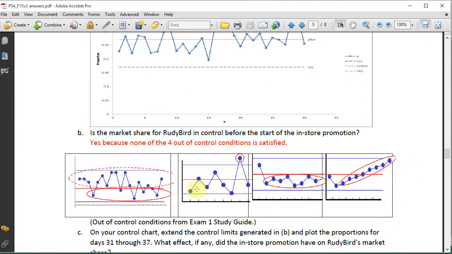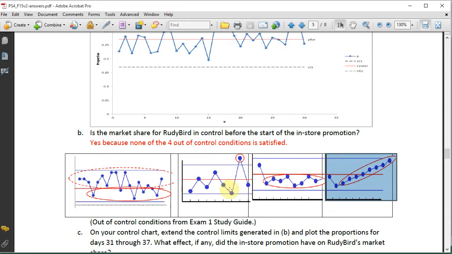If we go back to our Exam 1 study guide, we recall these 4 diagrams here. These are the 4 rules. This one indicates that there is an observation outside one of the control limits. This one indicates that we've got 8 in a row on one side or the other of the mean.